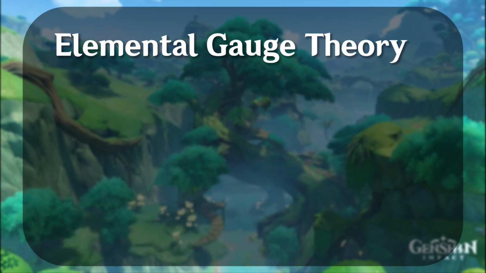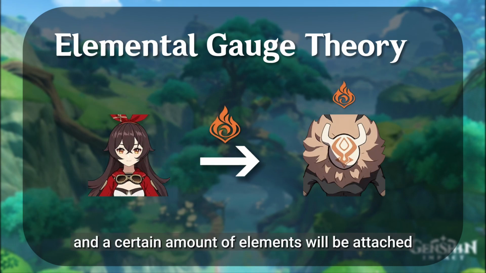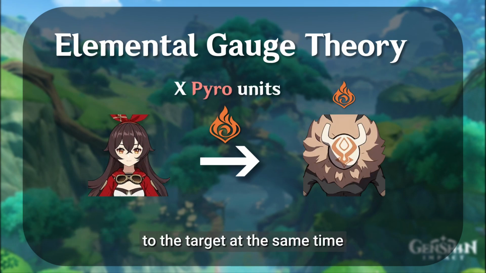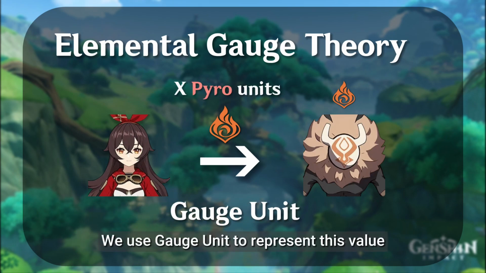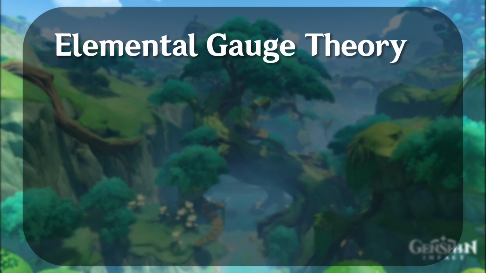In Genshin, when you apply an element to a target, an element aura will appear on the target and a certain amount of elements will be attached to the target at the same time. We use gauge unit to represent this value and quantify how many elements are being applied.